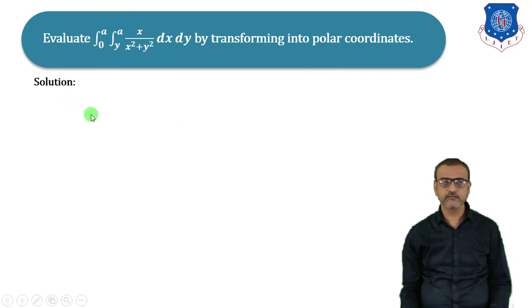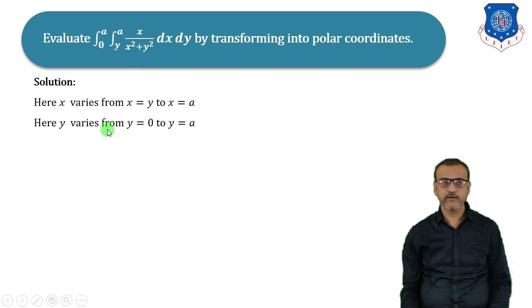So here is the solution. Here x varies from x equals y to x equals a. This is the limit of x. X will vary from y to a. Here y varies from y equals 0 to y equals a. This is the limit of y. Y will vary from 0 to a.